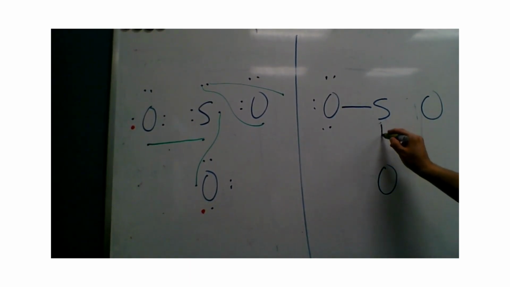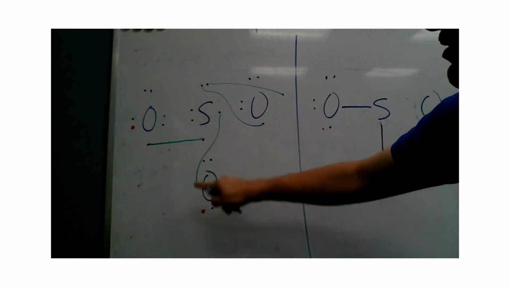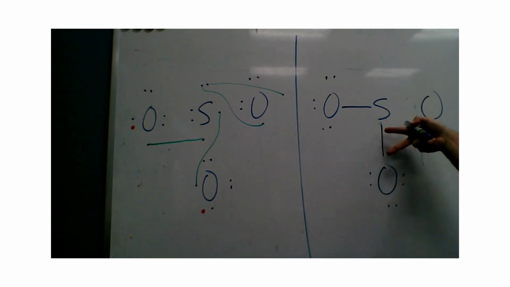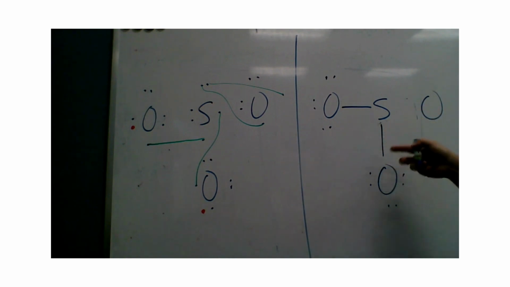Down here, we had it connected. This was a single. Notice it's a single going down, and it doesn't matter which one of the oxygens is the one that's going to have the double. We have that. 2, 4, 6, 8. So these are 2. They're sharing right now.